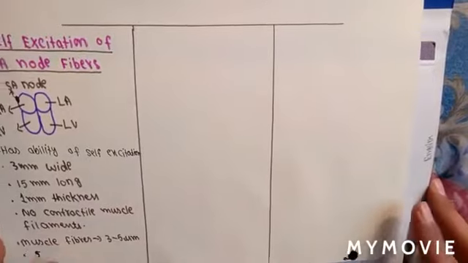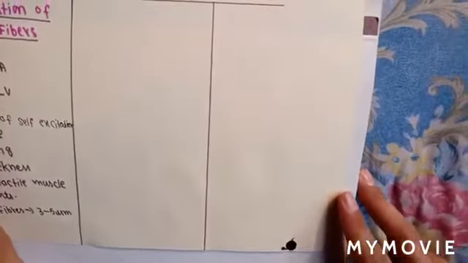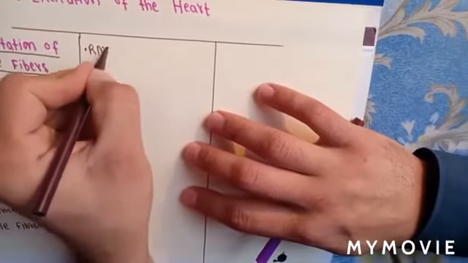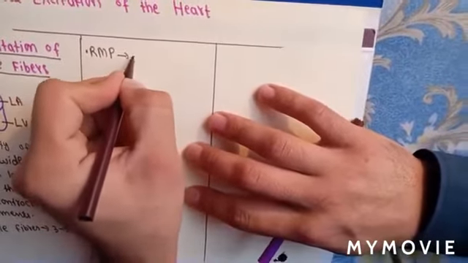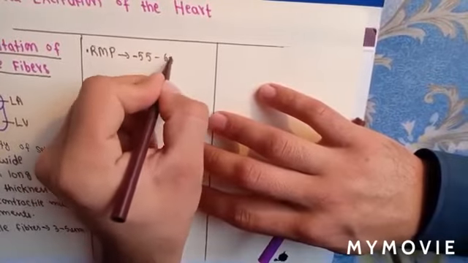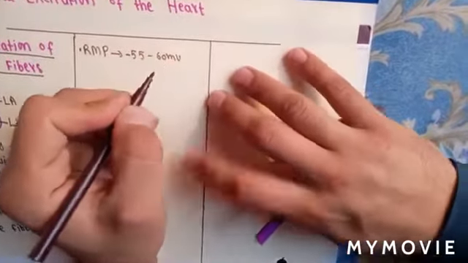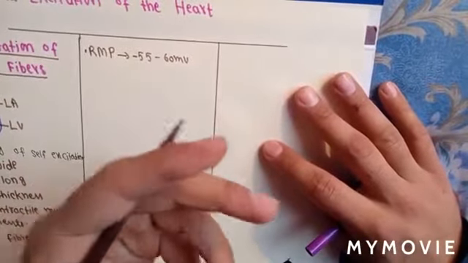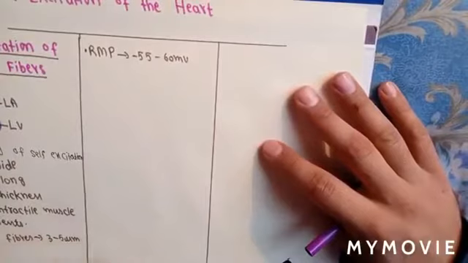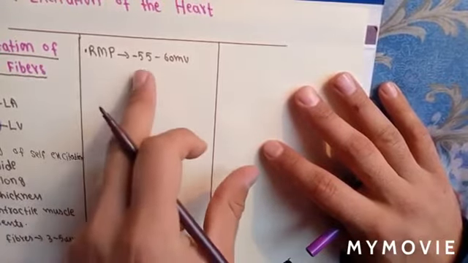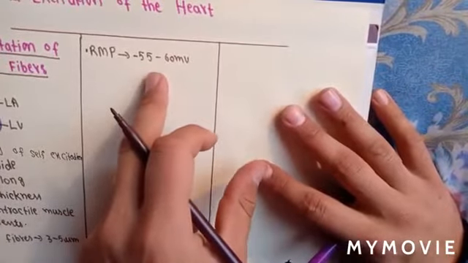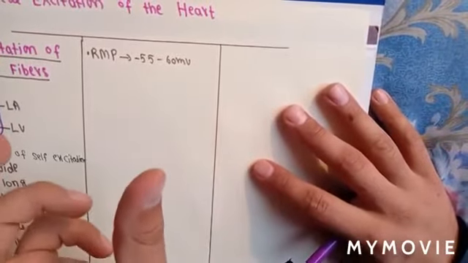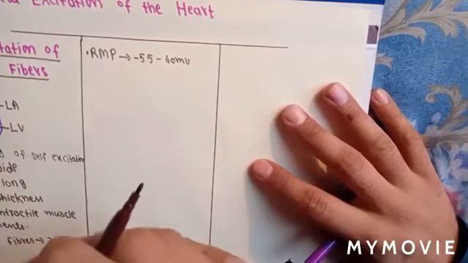Now, what is the mechanism of SA node rhythmicity? How does rhythmic excitation occur in this SA node? First of all, it is important to know that the resting membrane potential of the SA node is about -55 to -60 millivolt, which is very positive as compared to -85 to -90 millivolt of a ventricular muscle. So this is relatively more positive in resting condition as compared to ventricular muscle. So what is the cause of this less negativity? What is the reason?